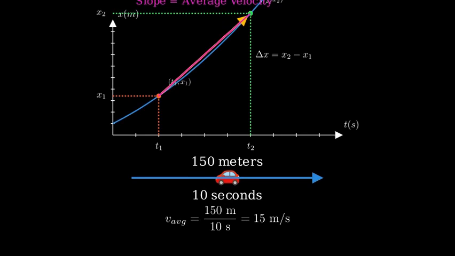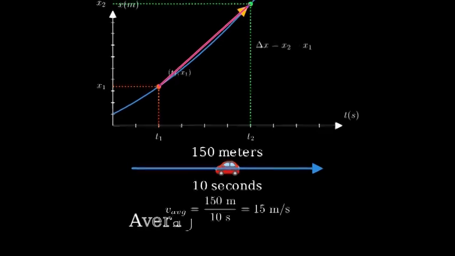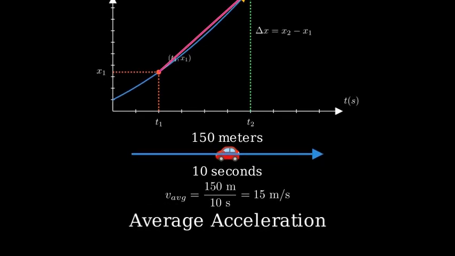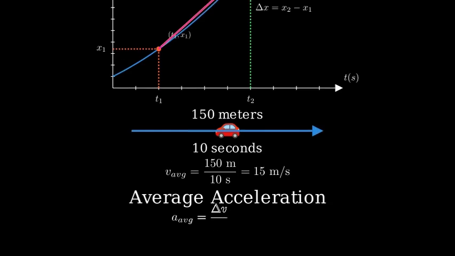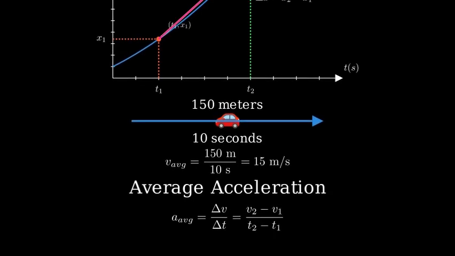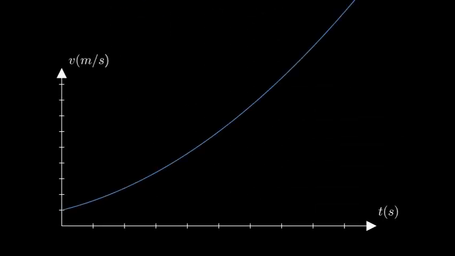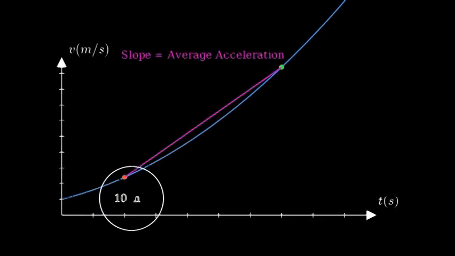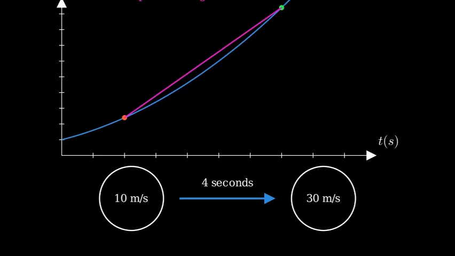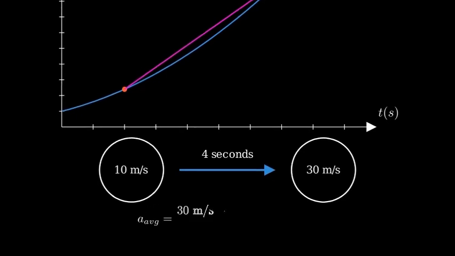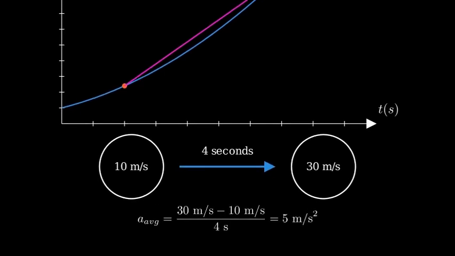Average acceleration is the change in velocity, delta v, over the change in time, delta t, which is v2 minus v1 over t2 minus t1. On a velocity versus time graph, the average acceleration is the slope of the line between 2 points. And yep, that curve is off the screen again. As an example, if a car speeds up from 10 meters per second to 30 meters per second in 4 seconds, its average acceleration is 30 minus 10 divided by 4, which is 5 meters per second squared.